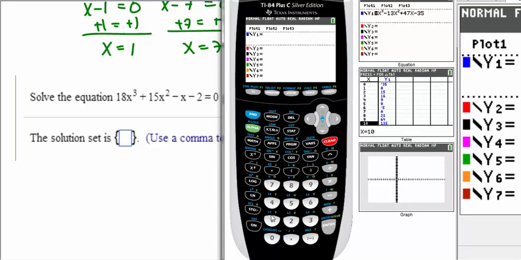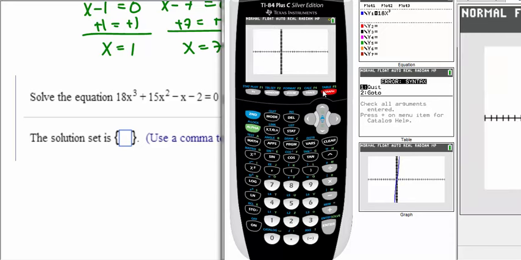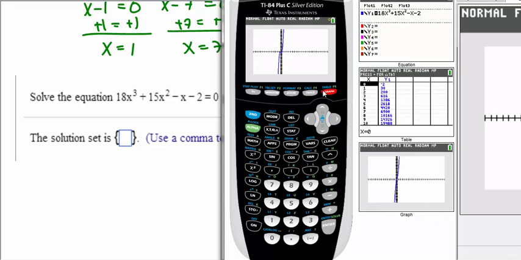Okay, that didn't graph right, so let's go ahead and try 18x cubed again. My calculator kind of froze there at the end. Plus 15x squared minus x minus 2. I just want to do a quick graph and have a look to see what's going on here. How many roots am I looking for? Because this is a third degree polynomial, there could be 0, 1, 2, or 3 roots. It just kind of depends.